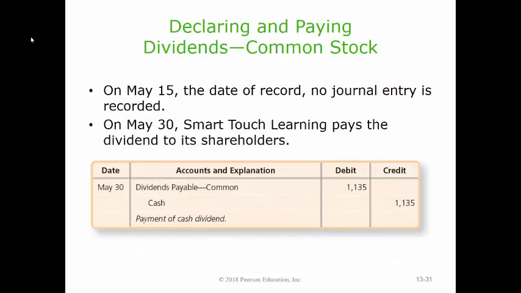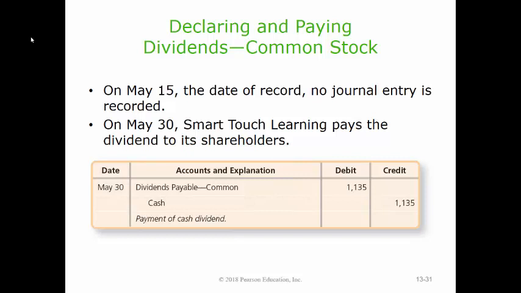On the date of record, when it rolls around, the cutoff point that investors have to own stock by if they want to receive a dividend payment in the future, the company has no need to record a journal entry. Why? Because nothing is materially affecting the financial position of the company. And they're not actually sending out any payment yet. They're not increasing their liability. Nothing is changing within the company.